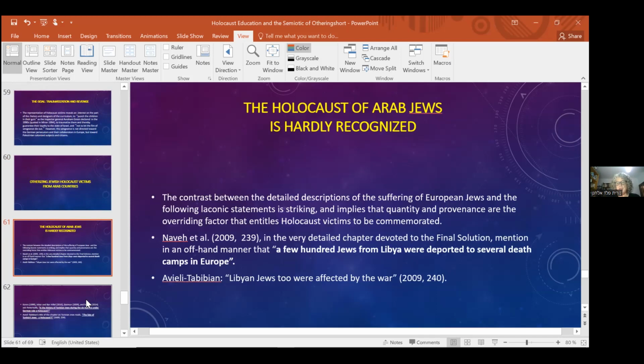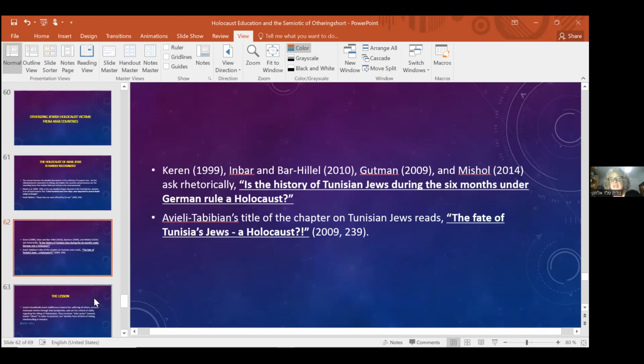For example, a few hundred Jews from Libya were deported to several death camps in Europe, as if we don't know exactly. I mean, there's a way to know exactly where they were deported. Or, Libyan Jews too were affected by the war. So the contrast between the detailed description of the suffering of European Jews and this laconic statement is striking and implies that quantity and provenance are the overriding factors that entitled Holocaust victims to be commemorated. Some books even want the children to decide whether the suffering of Tunisian Jews under the Nazis was a Holocaust.